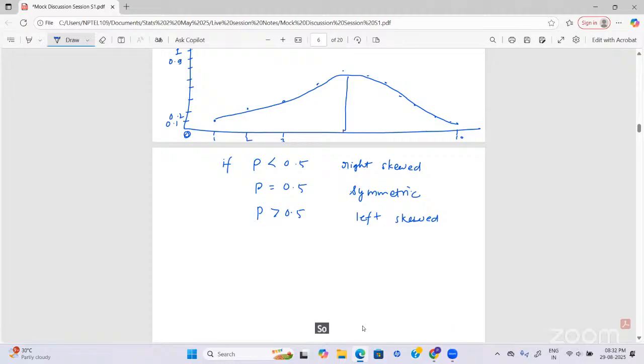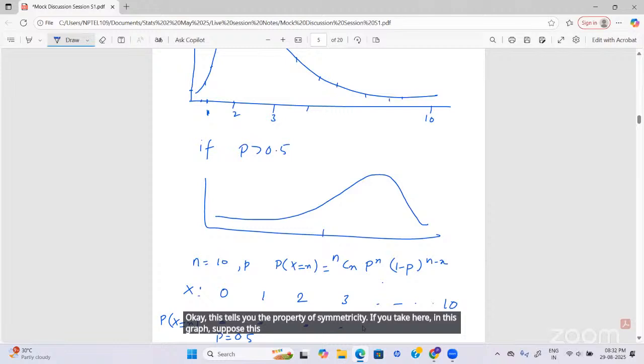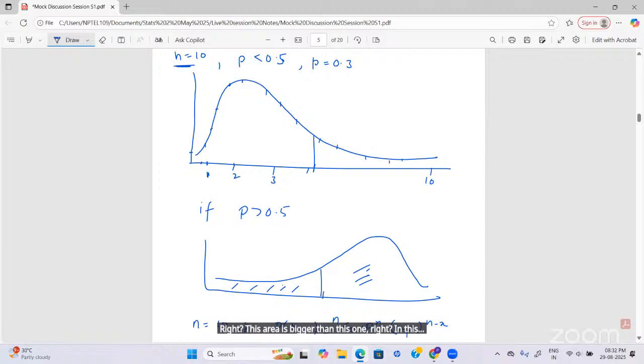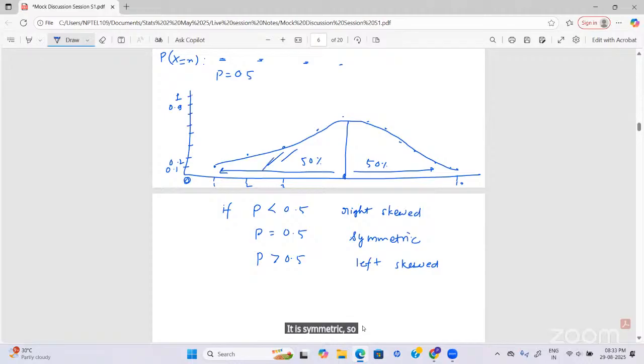So symmetric means if you take the middle point of this graph, here it is 50% and here it is 50%. This tells you the property of symmetricity. If you take, in this graph, suppose this is the middle point, then you know that this region has higher probability than this one, right? This area is bigger than this one. But here it is symmetric, so this portion is the same as this portion. This is called symmetricity.